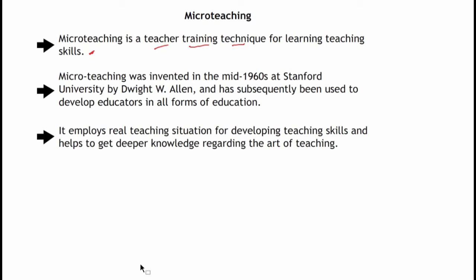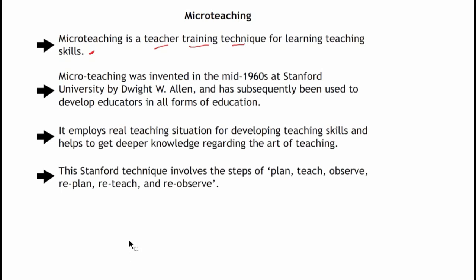The next point is it employs real teaching situations for developing teaching skills and getting deeper knowledge regarding the art of teaching. A real teaching situation is given to teachers to develop their own teaching skills, for developing the art of teaching. The next point is this Stanford technique involves steps of plan, teach, observe, replan, reteach and reobserve.